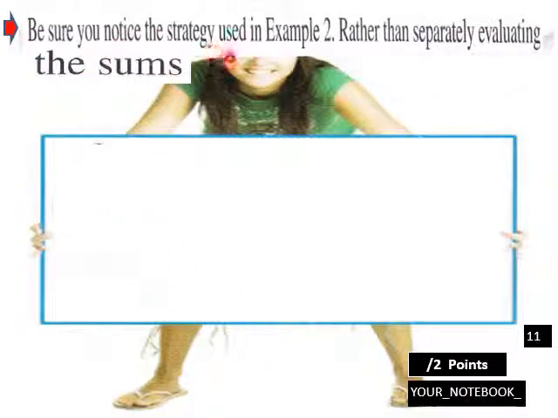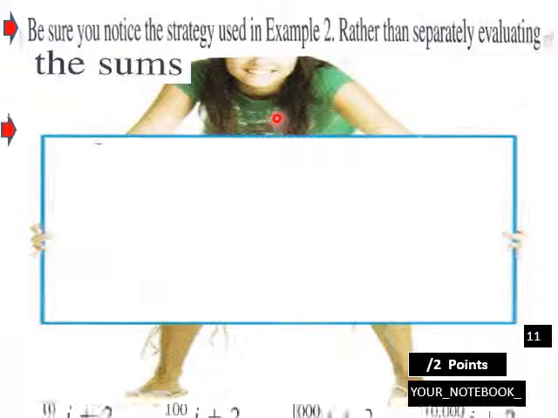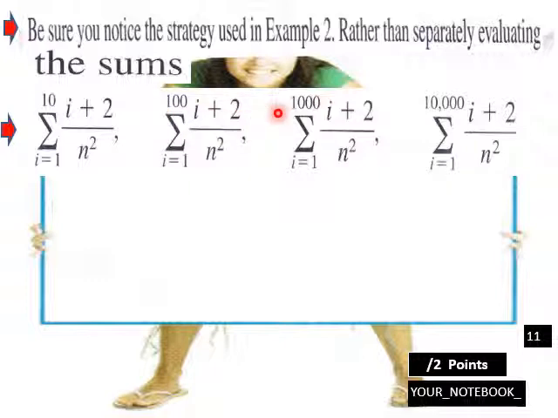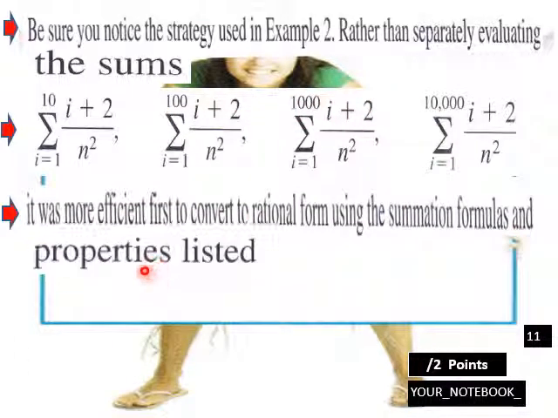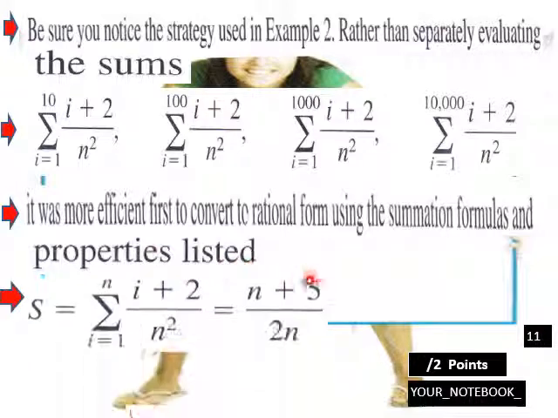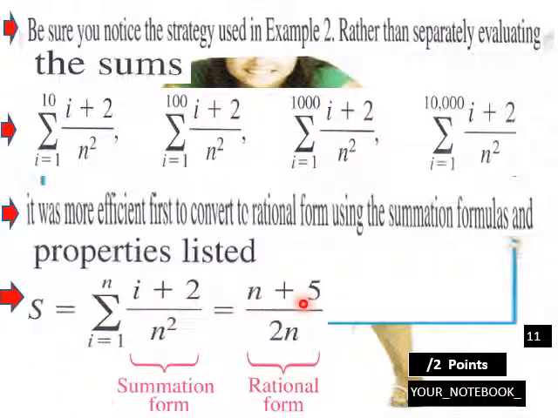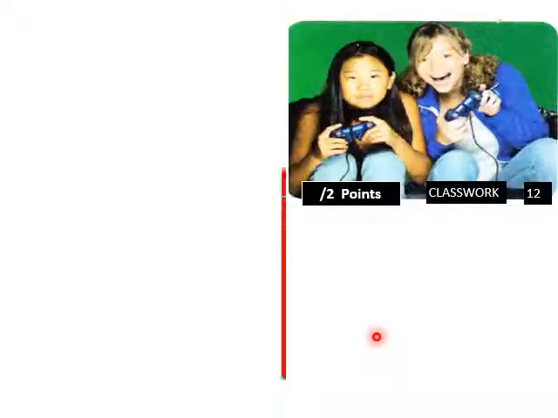Be sure you notice the strategy used in example 2. Rather than separately evaluating the sums like this, we could have done it like that. It was more efficient first to convert the summation form to rational form using the summation formulas and properties listed. So we went from summation form to rational form, and then we made these different values up here to be n. That's kind of a shortcut there.